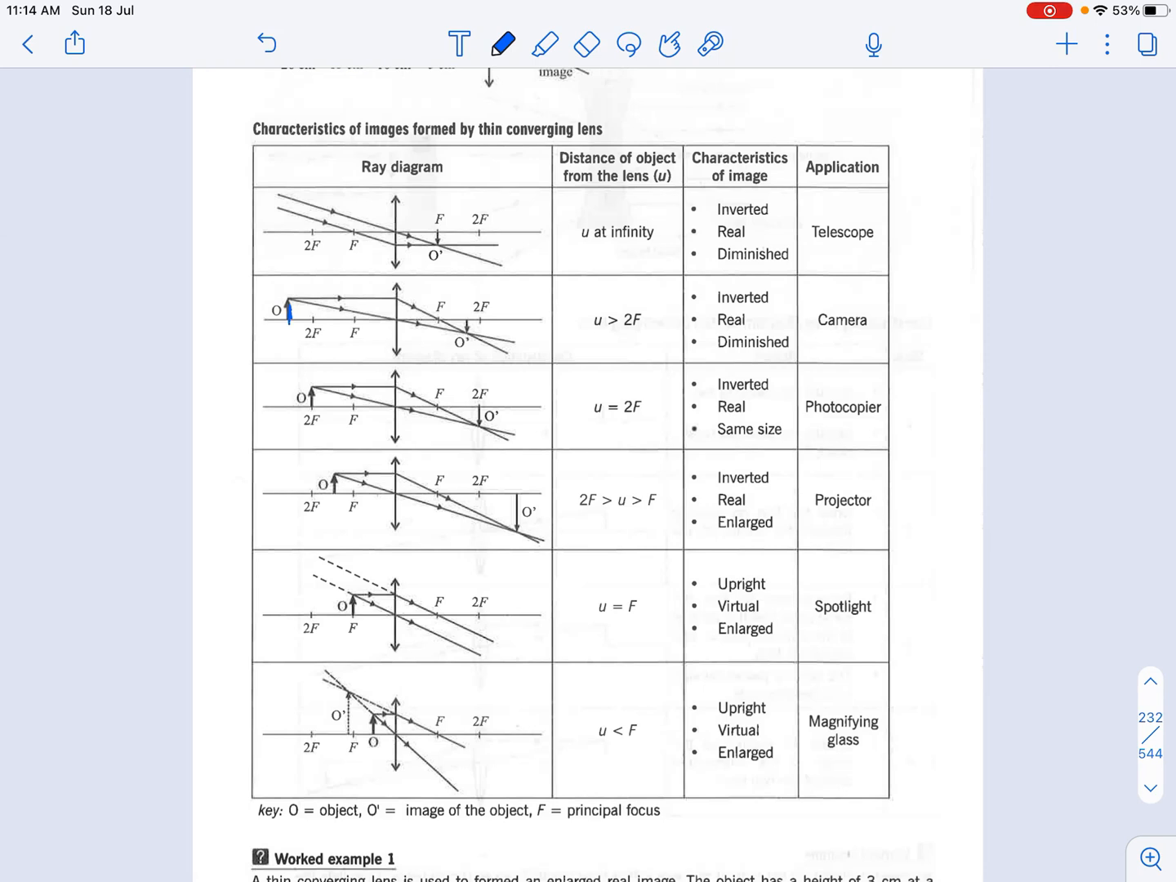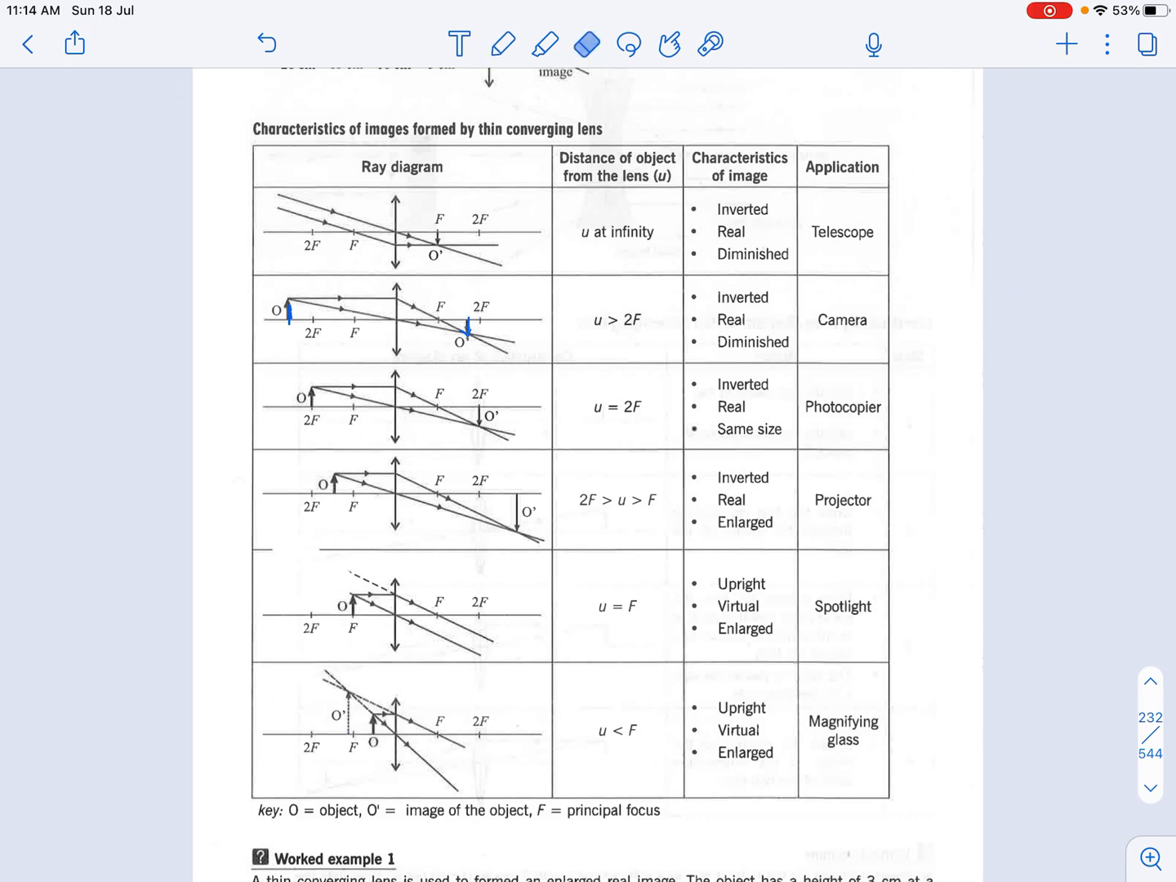Inverted is where if the object is moving at the top, the image should be on the opposite direction. So this represents inverted. If it's upright, you would see that it tends to have the same direction as the item. Okay. Over here actually is further behind, but generally that's the idea of upright.